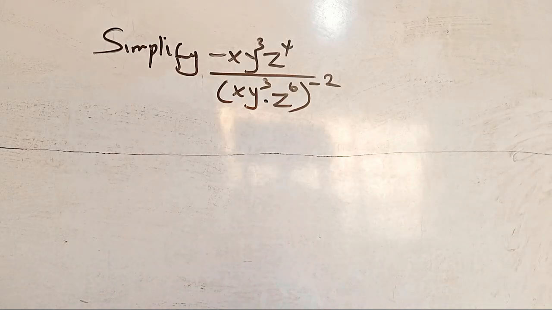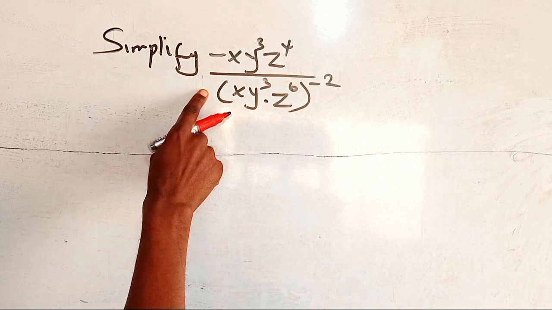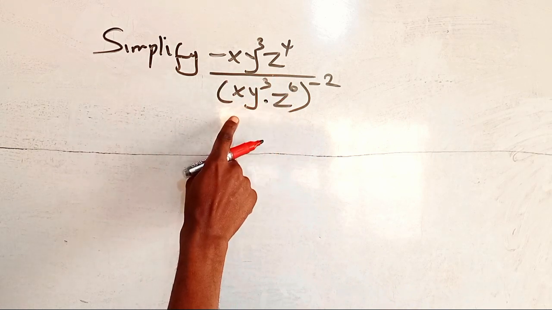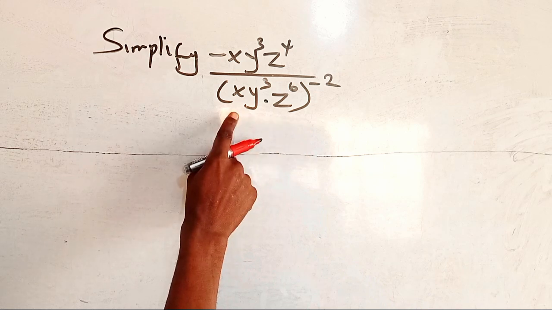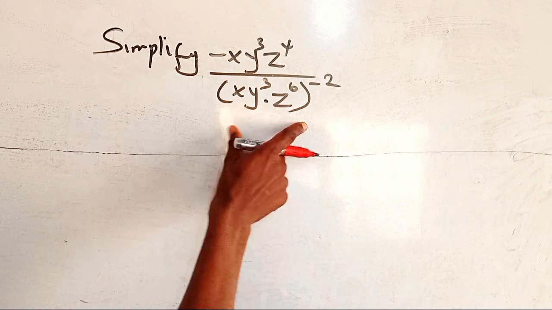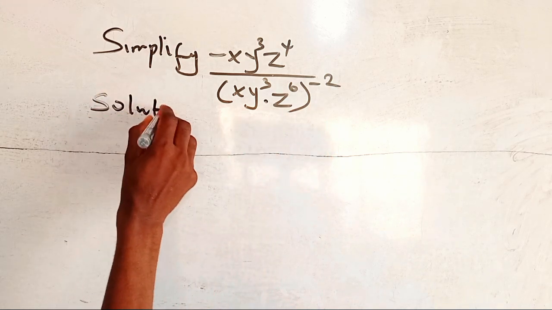The question says we should simplify this rational expression. So we have minus x times y raised to the power 3 times z raised to the power 4, divided by, in the brackets, x y raised to the power 3 times z raised to the power 6, everything to the power minus 2. How do we simplify this?